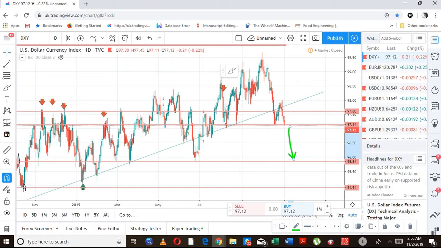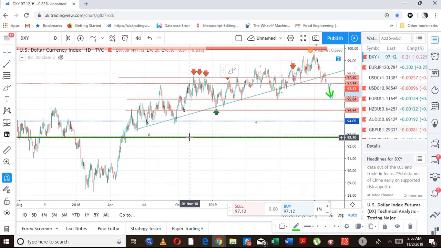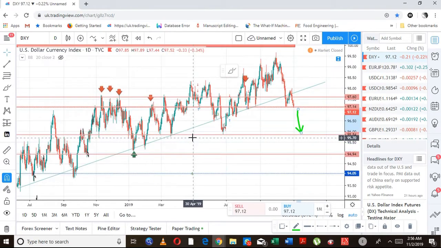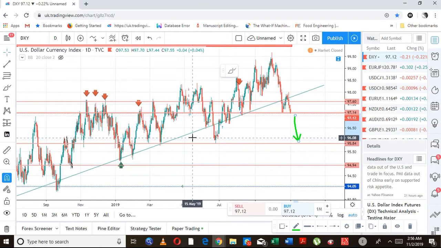Now, here we have the DXY, the US dollar currency index. We've had such a beautiful upward trend for a very long time, since April. Anyone who's been following that trend so far has made quite a significant amount of return. But hey, what's the future for the DXY?